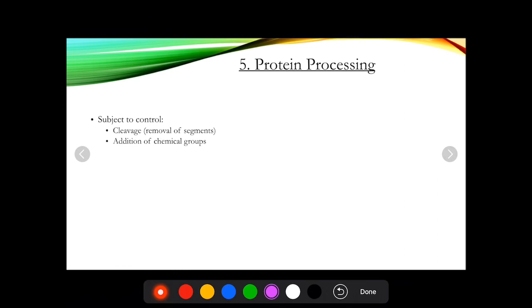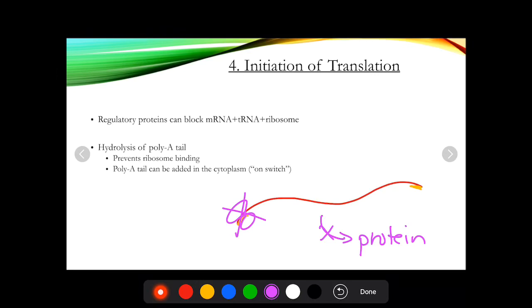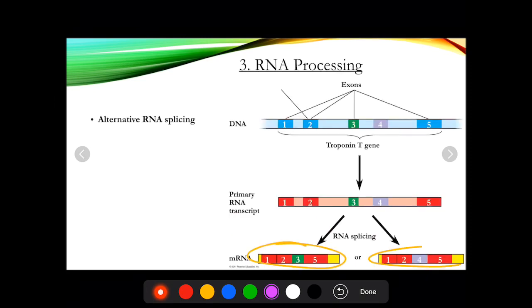Protein processing. Yeah, Ashley. Yep. You're just trying to process it a little bit. Yep. Because I'm still confused about the... does it make both of those, or can it make one or the other? One or the other. Okay.